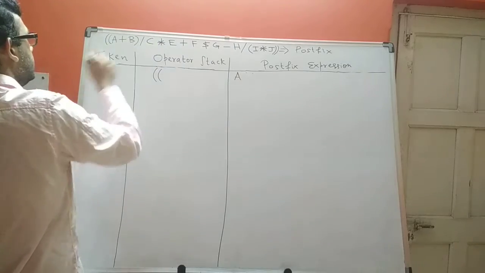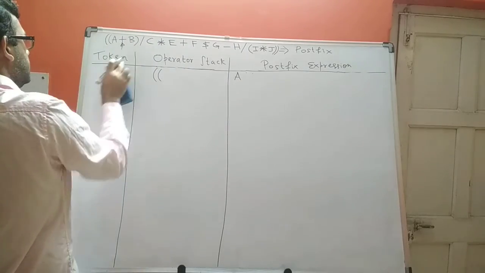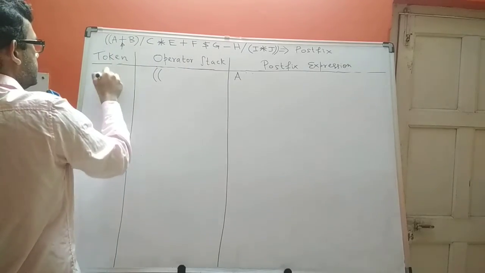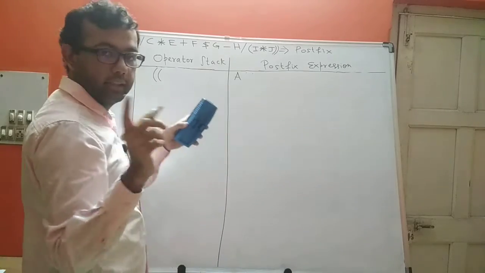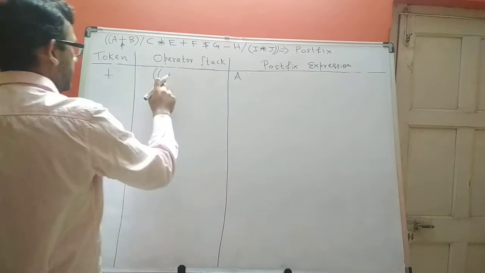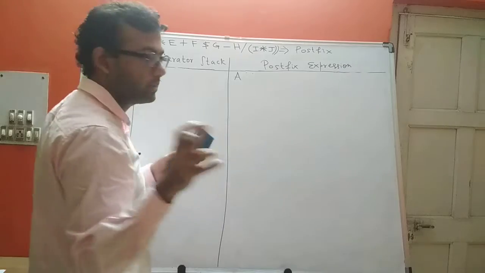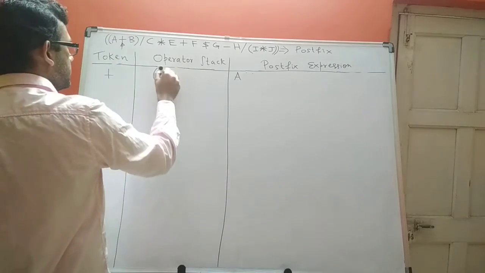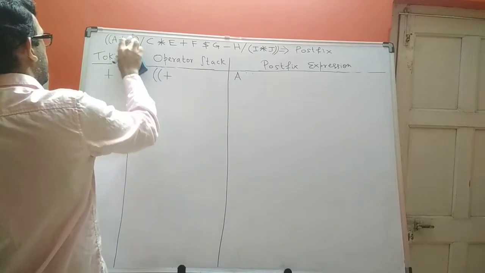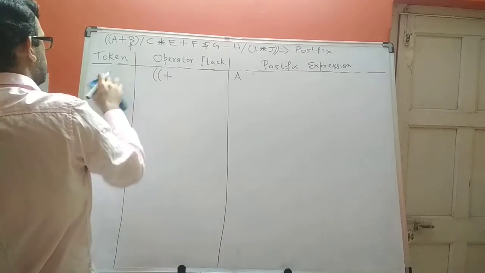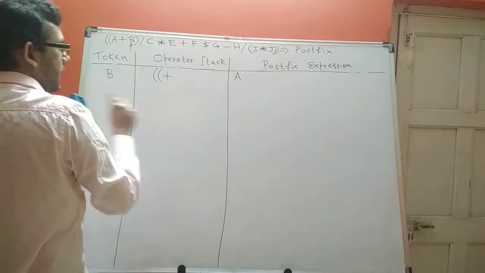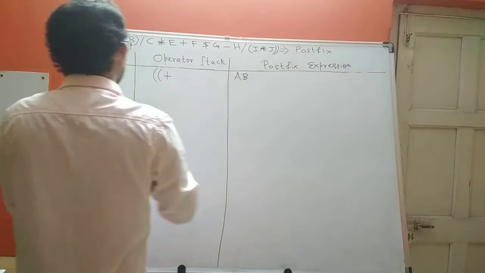Next token is plus. Now plus has greater precedence than opening parentheses. Why? Because opening parentheses is your top of stack. Whenever opening parentheses is the top of stack, it has the lowest precedence. So I'll push plus onto the stack. Next token is B. And I'll add B to the output.